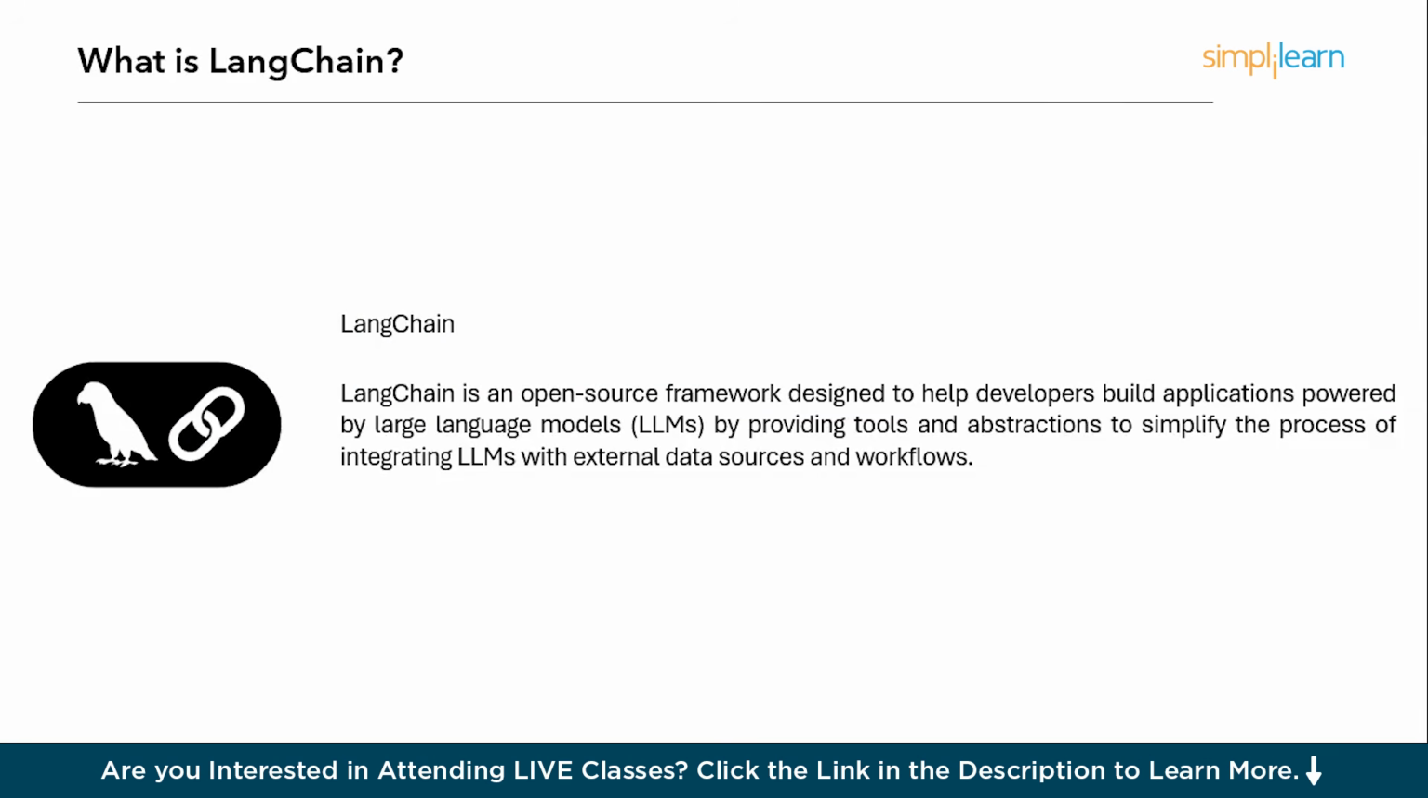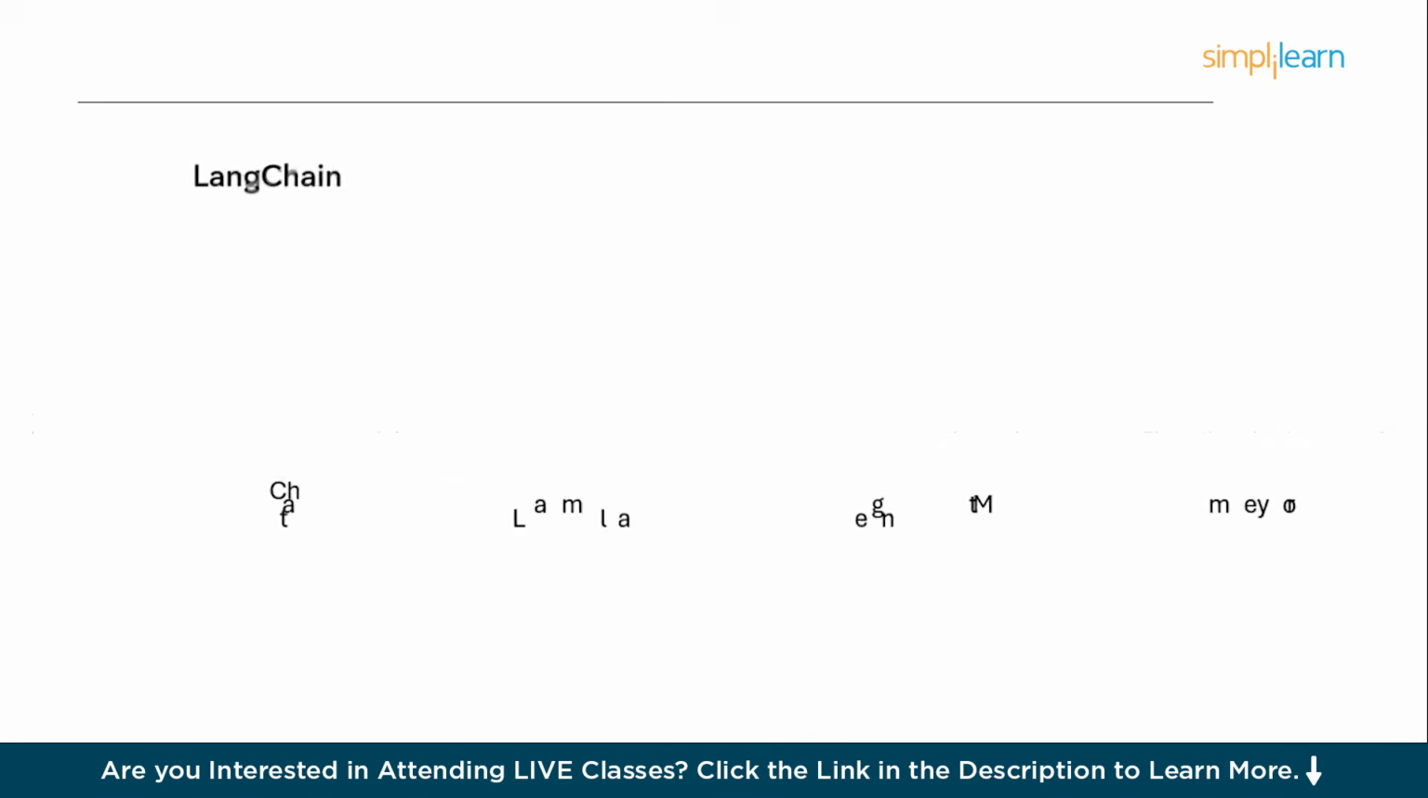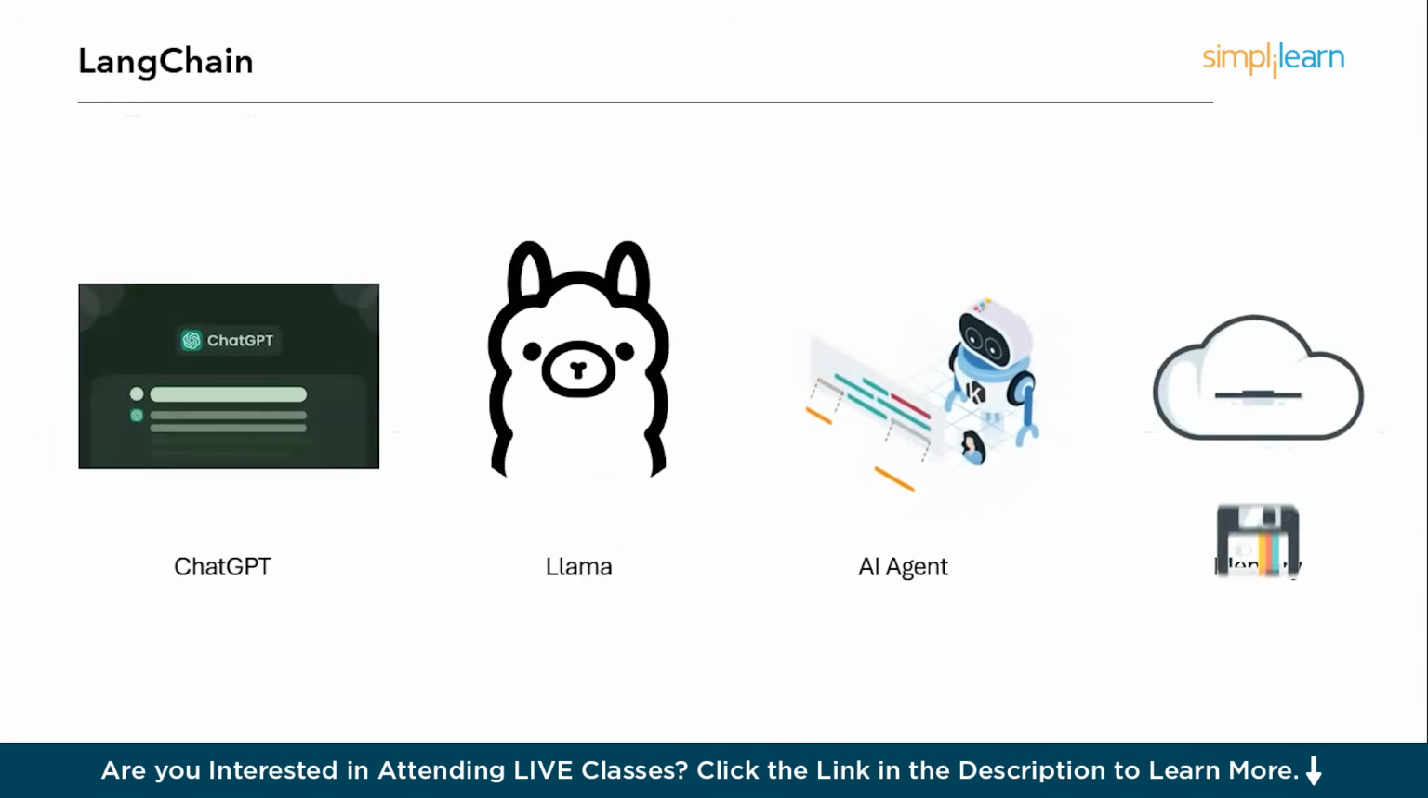LangChain is an open source framework designed to help developers build applications powered by large language models by providing tools and abstractions to simplify the process of integrating LLMs with external data sources and workflows. Now, imagine you're building an AI application where an LLM like GPT-4 is needed to generate an initial response to your query, Llama 3 or other versions to refine that response, a custom built AI agent to decide whether it can answer the query without a hiccup or if it has to fetch external sources to generate a response, and most importantly, a solid memory to store all previous user interactions.